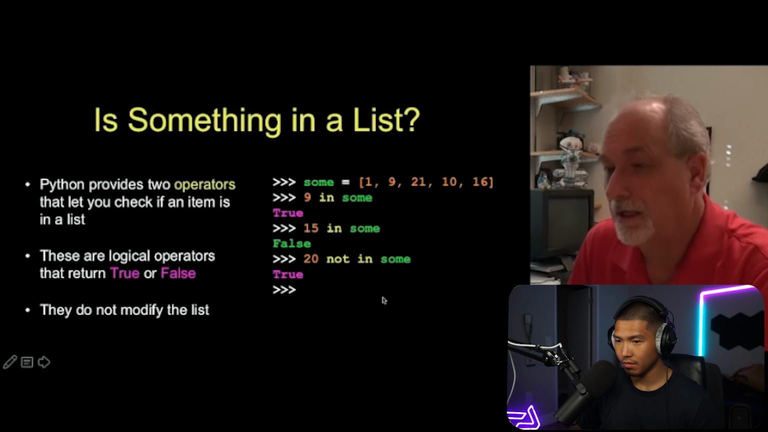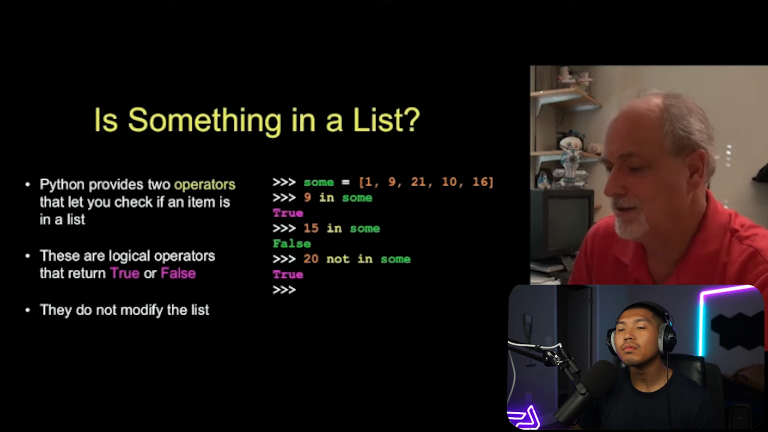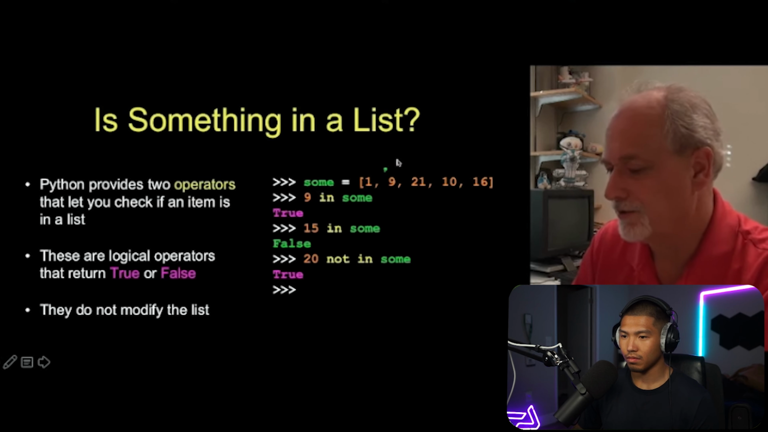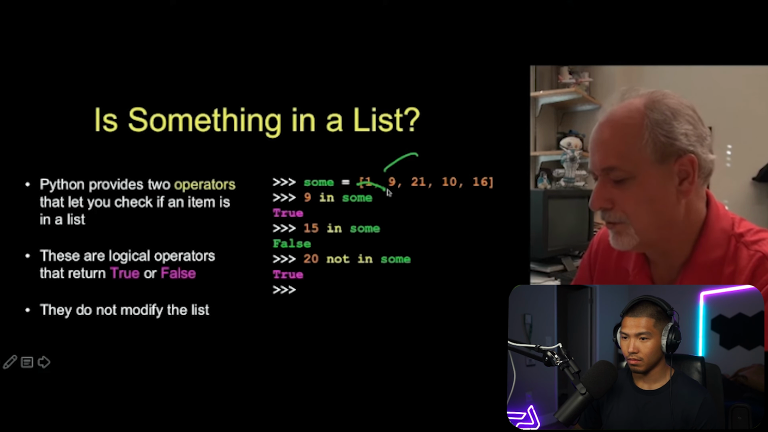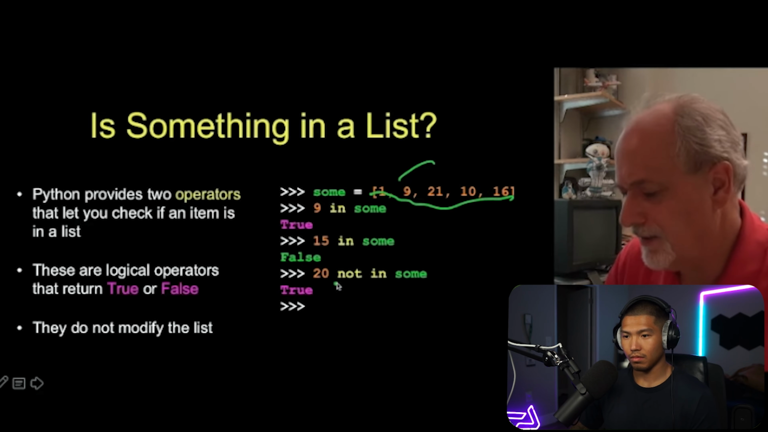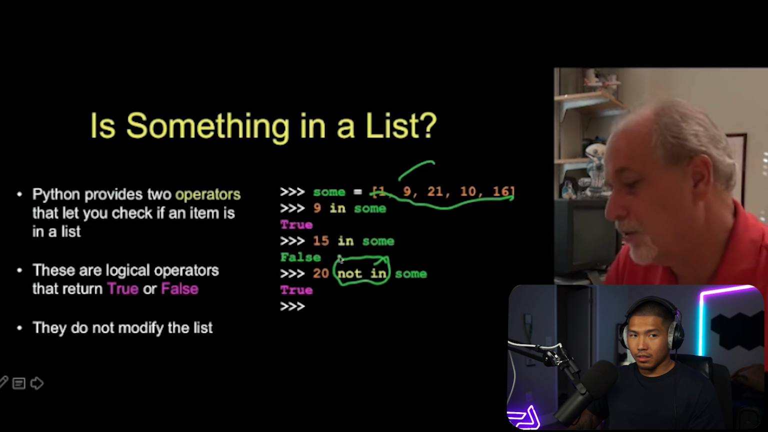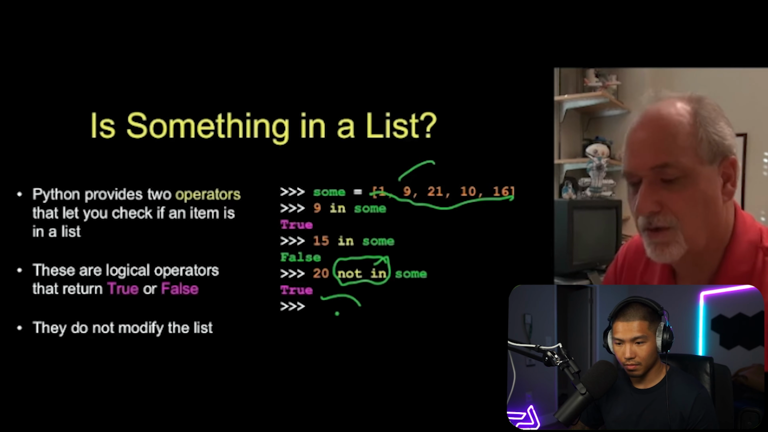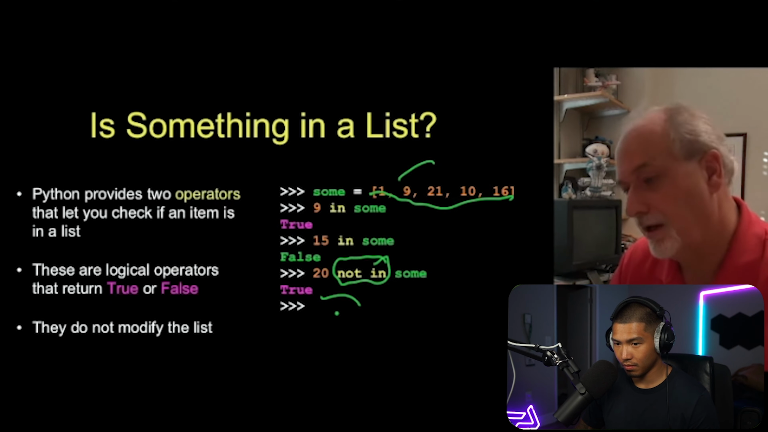We have an in operator. It works pretty much like the in operator in a string. Is 9 in my list? That's pretty simple, and the answer, of course, is yes. 9 is in my list. Is 15 in my list? Looking through, no, it's not. 15 is not in my list. And then there's the not in operator. Think of that as one operator. Is 20 not in the list? And the answer, since it's not there, is true. And so that's kind of like startswith or in for strings, same kind of stuff.